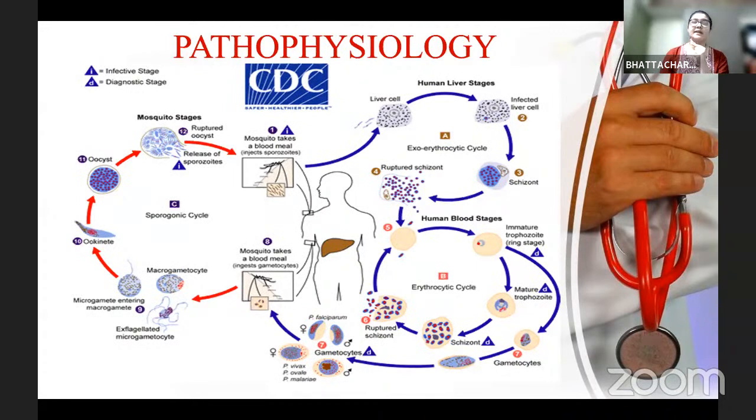Now, I won't be getting into detail with the pathophysiology because we all know about it. The two major things are the infective stage, where the mosquito takes a blood meal and injects the sporozoites into the body. That is the infective stage. And if you go to the diagnostic stage, we have the gametocytes, which are found in the blood. So that is the diagnostic stage for malaria. Next slide.